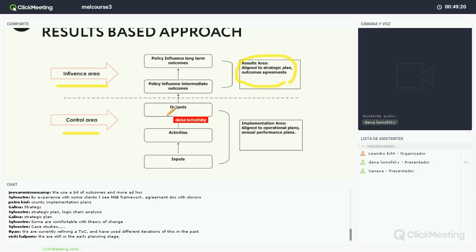And then these are the things where you can control how much, how many, to what quality, and what timing, etc. Here is the influence area. So I think that's a useful distinction to remember, the line of control.